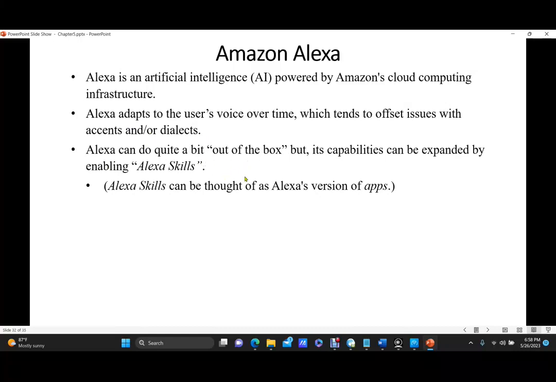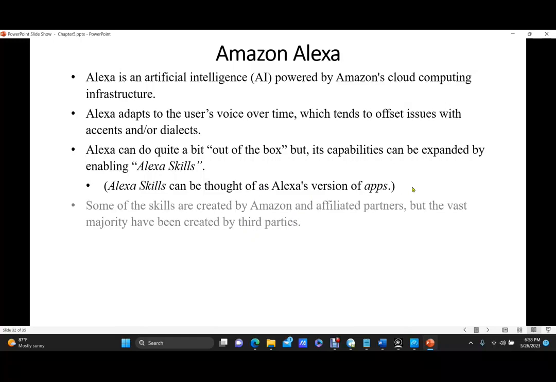Alexa can do quite a bit in its initial version, out of the box, but its capabilities can be expanded by enabling what are called Alexa skills. The skills can be thought of as Alexa's version of apps. You download and install the skill that you want it to have.